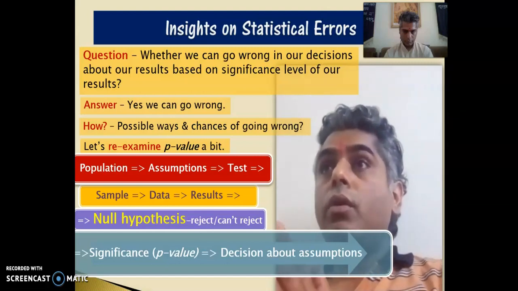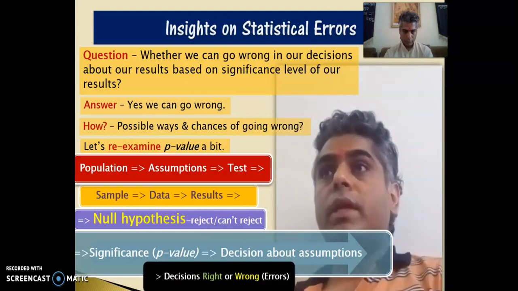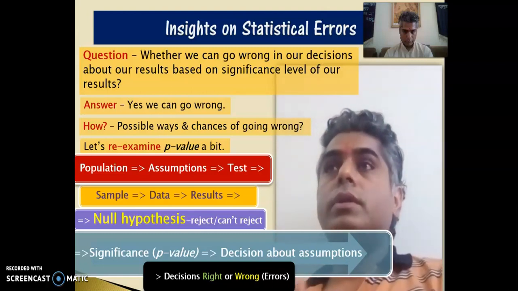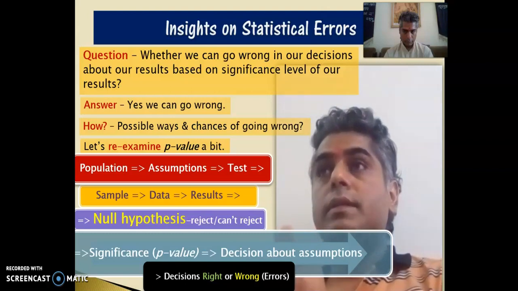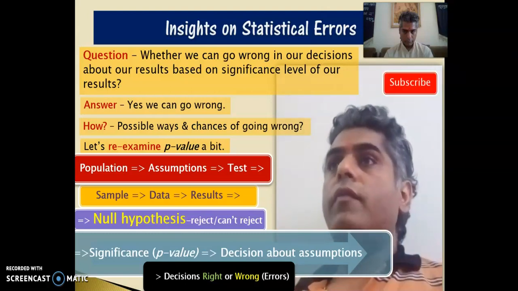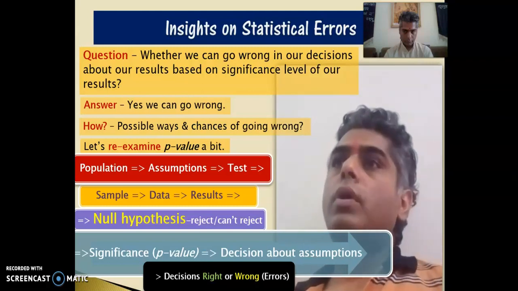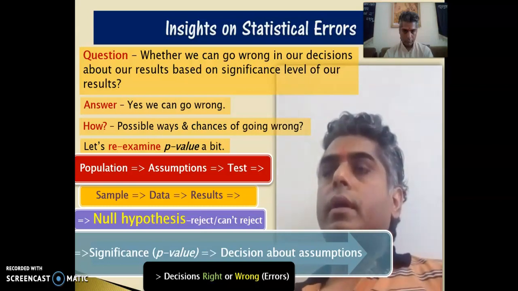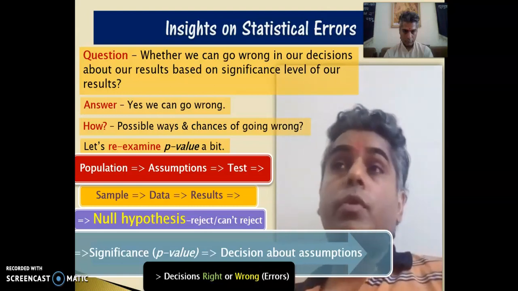But then we can go wrong in terms of making decisions based on the p-value itself. And the p-value is about the assumptions that we make. The contrarian assumption is the null hypothesis. So in effect, the null hypothesis is the basis of not only arriving at those decisions, but also the basis of the errors that we can make.